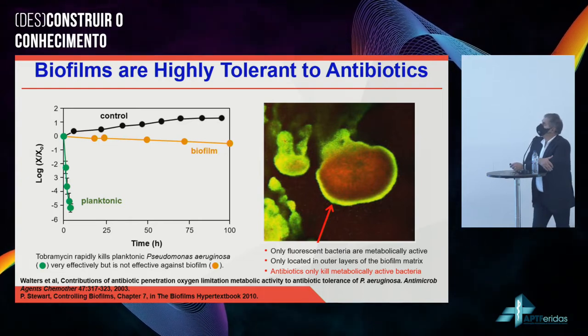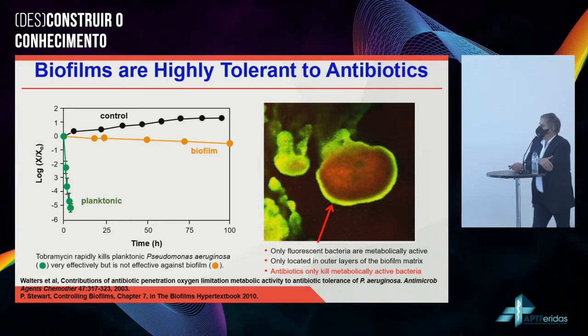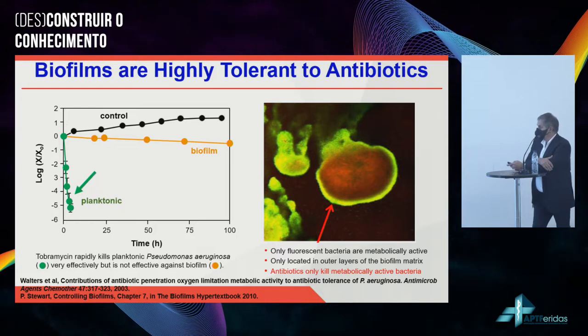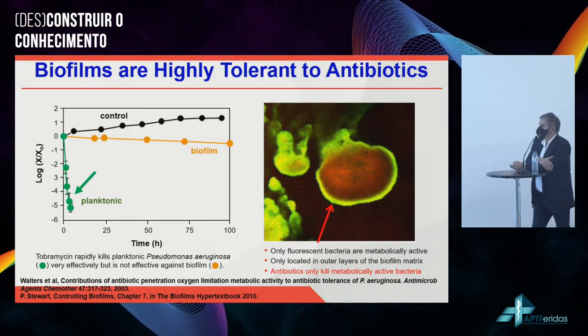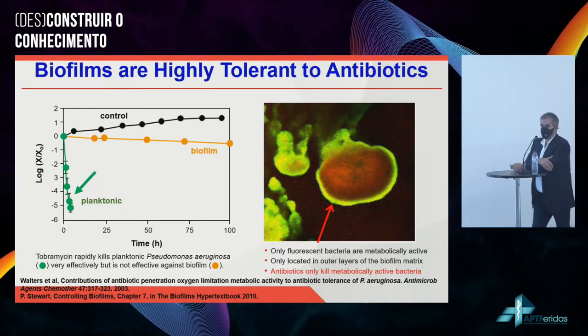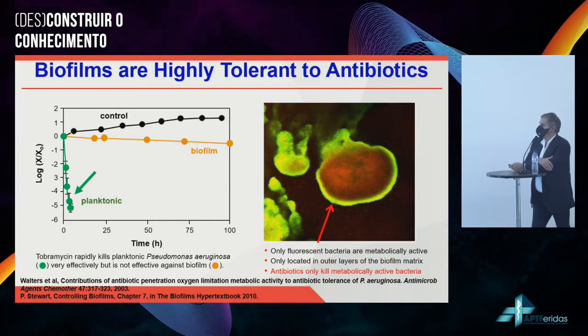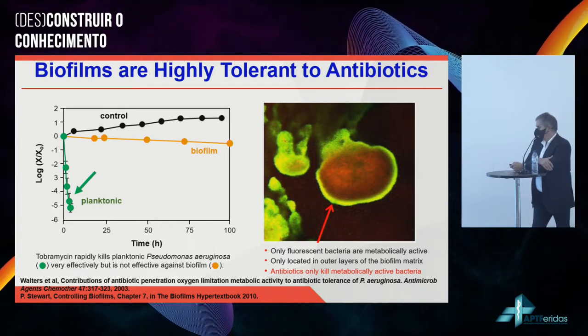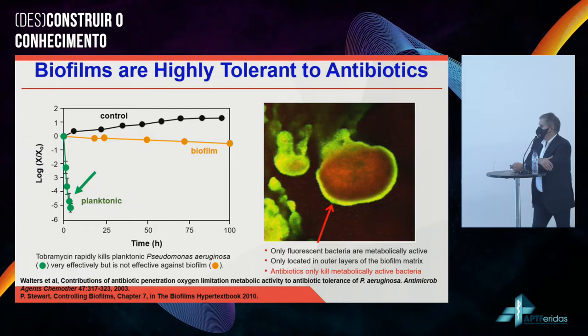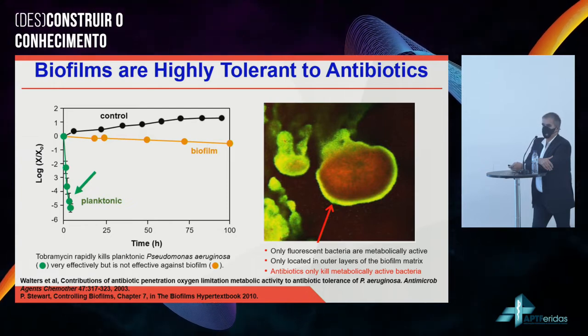Very quickly, tolerance to antibiotics. As you know, the planktonic species are very susceptible to antibiotics, so you will kill them. On the contrary, if you have a biofilm, and in this case you use tobramycin, well, you will virtually see no chances in that.